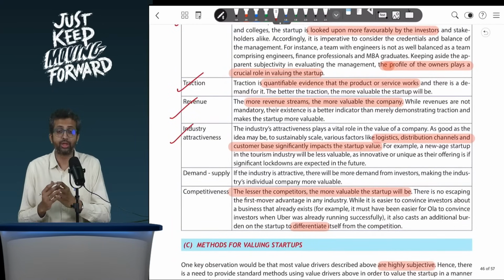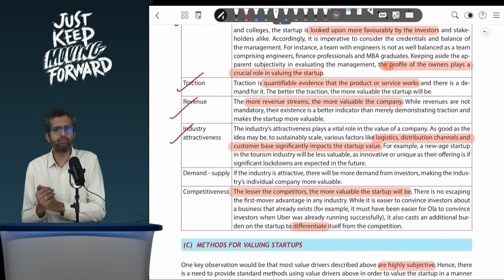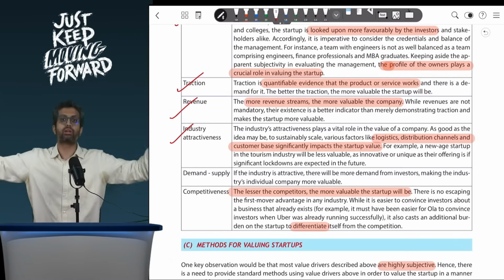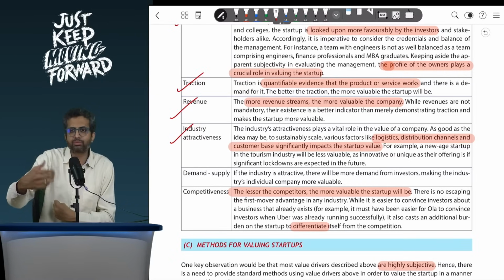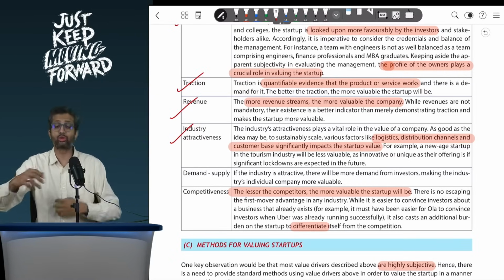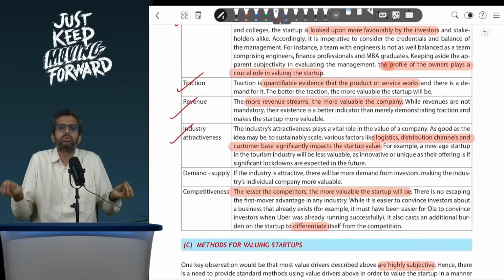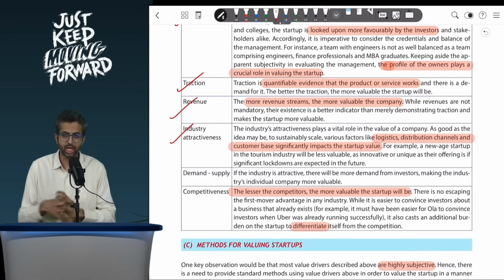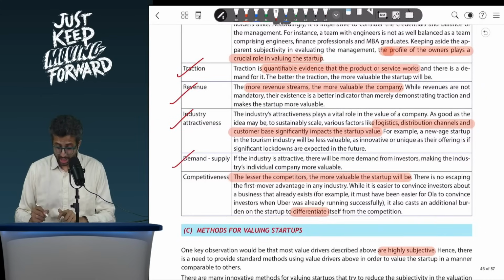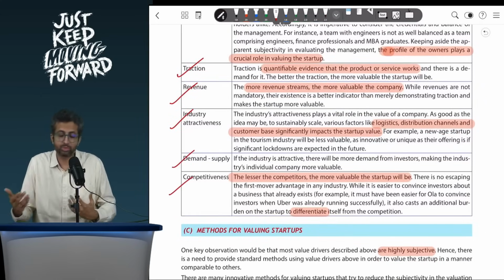Industry attractiveness, there are various terms where we try to gauge the size of the market. A lot of people look at the size of the market to figure out whether it is a good opportunity. You might be a small fish in a relatively big pond, in which case you will still get reasonably good traction with the audience and hence reasonably good revenue. Demand, supply, and competitiveness. First mover, if you're a first mover, then nothing like it.